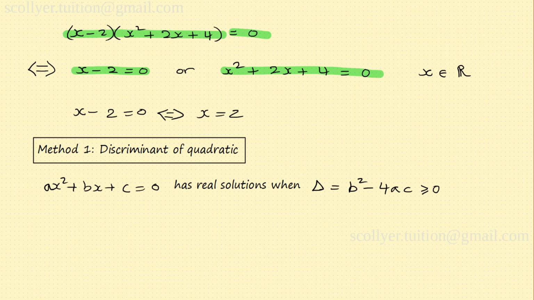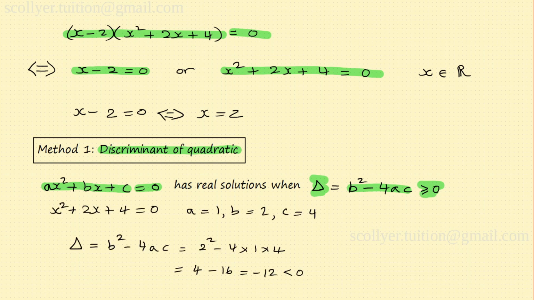First of all, we're going to look at the discriminant of a quadratic, and the discriminant of a quadratic is the quantity b squared minus 4ac, where the quadratic we're interested in is ax squared plus bx plus c, and the quadratic equation that we're interested in is ax squared plus bx plus c equals 0. Now that equation only has real solutions when b squared minus 4ac, which is called the discriminant and given the symbol delta, is greater than or equal to 0.